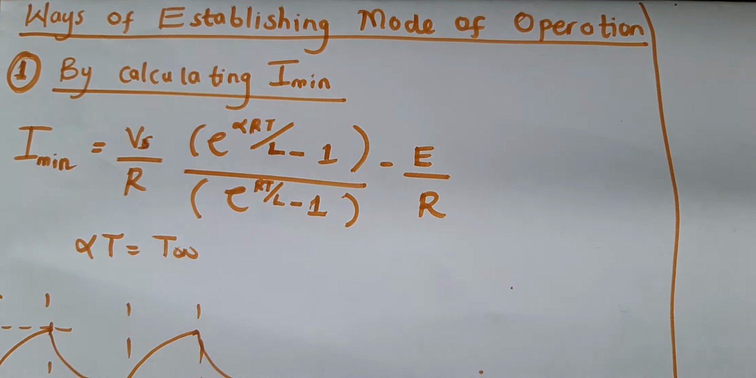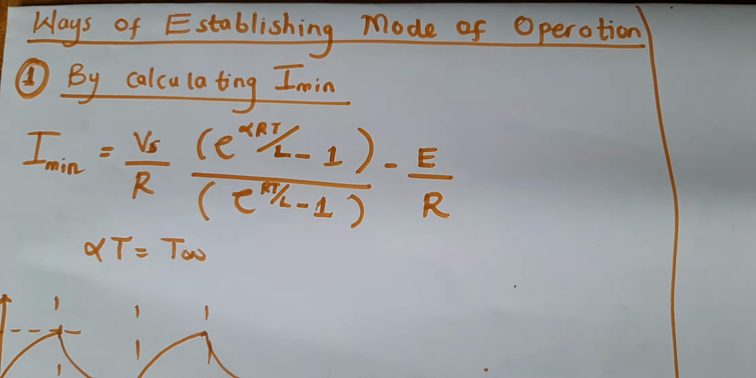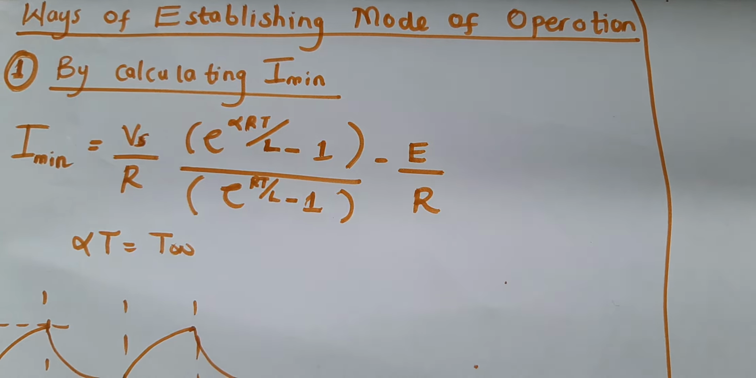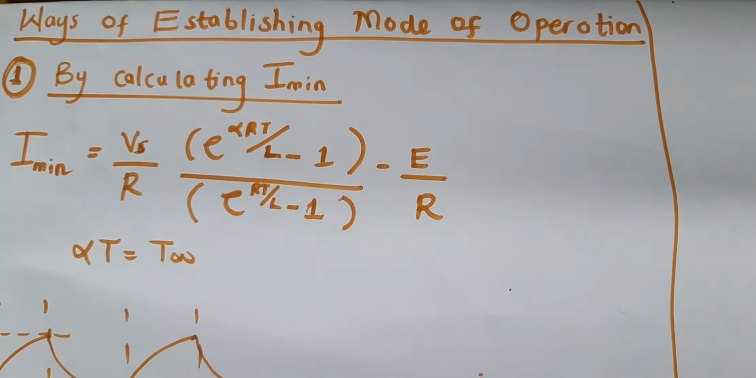Today we are going to discuss ways of establishing the mode of operation of a buck converter with RL load, whether it's CCCM or DCCM or a critical conduction mode, also known as transition mode.